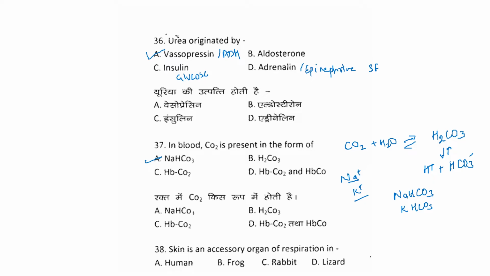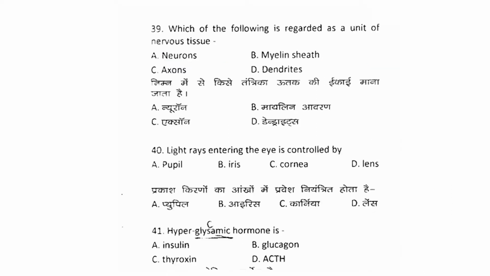Now the next question is skin is an accessory organ of respiration in human, frog, rabbit or lizard. So the answer is B, frog. In frog, lungs and the buccal cavity are the respiratory organs. And besides that, skin is also an accessory organ of respiration in frog.